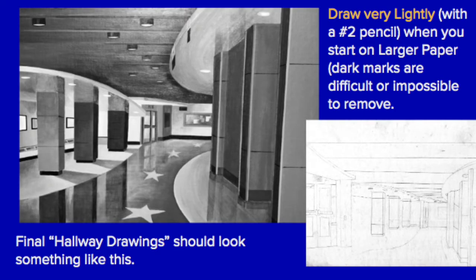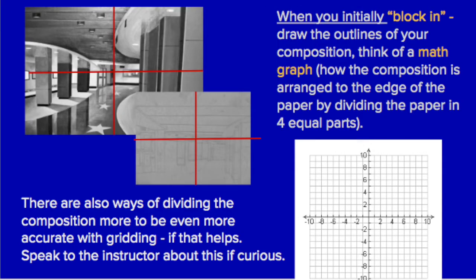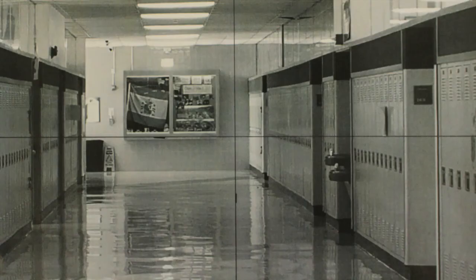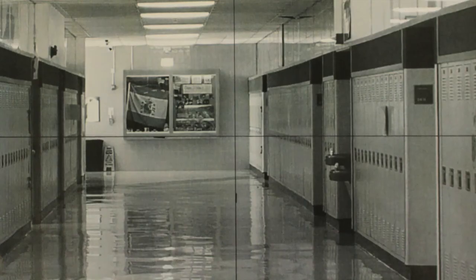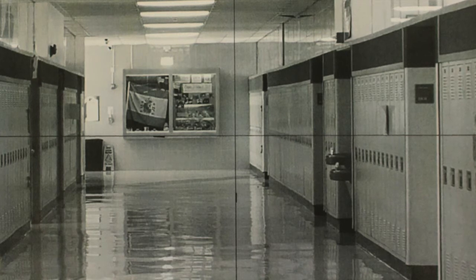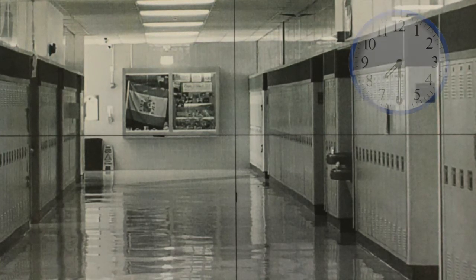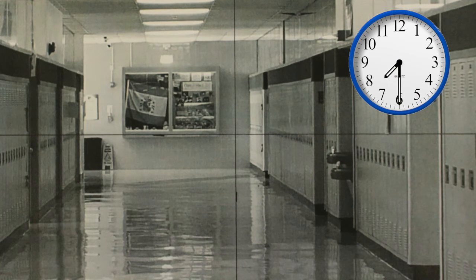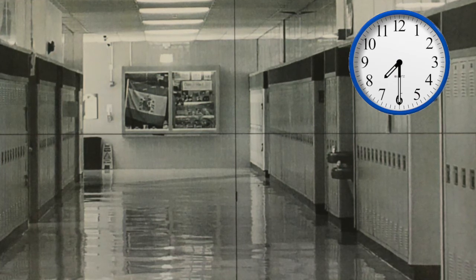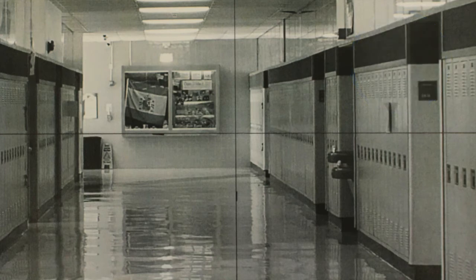When you start blocking in or drawing the initial outlines of your drawing on the larger good paper, use a number 2 pencil. It's sometimes easier to do this after drawing what looks like a math graph very lightly in your printed photo and on your paper. We will refer to these sections as quadrants, just like in math. Dividing the page in half both directions will allow you to focus on one square at a time, creating more accurate drawings. Make sure you compare the diagonal lines to the analog clock face as well. This will keep the drawing looking more proportional.